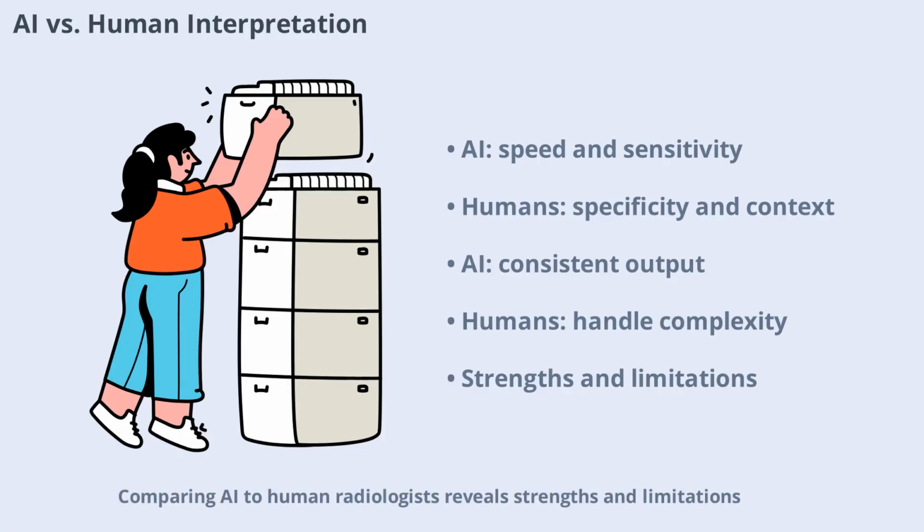Comparing AI to human radiologists reveals strengths and limitations. AI excels in speed and sensitivity, processing vast volumes without fatigue and detecting subtle patterns. However, humans outperform AI in specificity, contextual synthesis, and handling complex cases with multiple findings. Human interpretation integrates clinical history and prior exams, while AI evaluates images in isolation. Consistency is higher with AI, but variability remains in human readers.